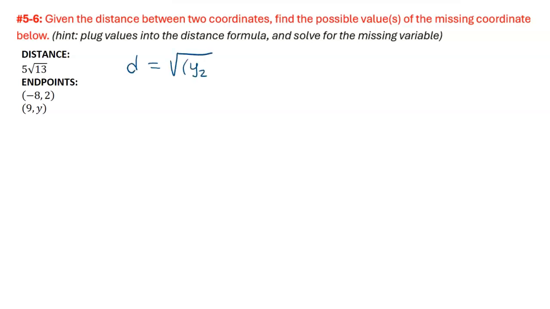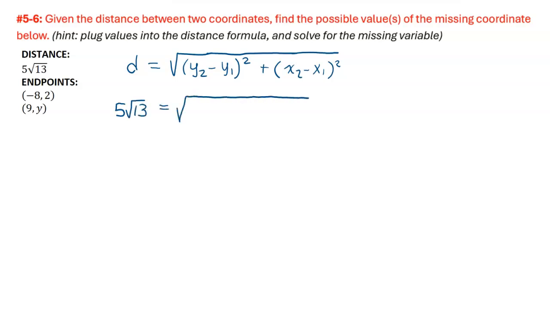So just to remind you what that is and what we're going to be plugging into, here is that distance formula laid out for us. So what I'm going to do is plug everything in. I know that my distance is 5 root 13. I know that my y coordinates are going to be, let's go with 2 minus y quantity squared. And then my x, since I used 2 first, I'll have to use negative 8 first. So it'll be negative 8 minus 9 quantity squared.